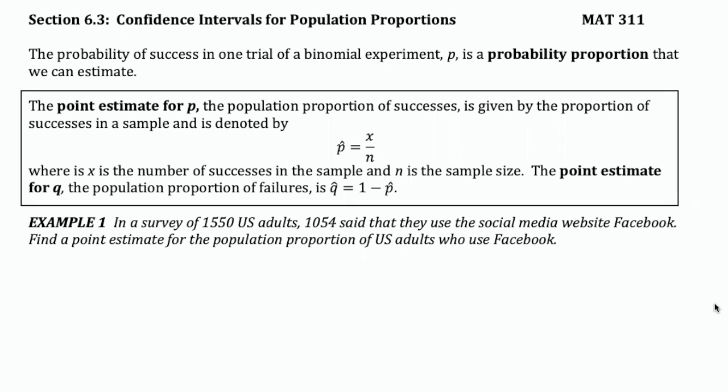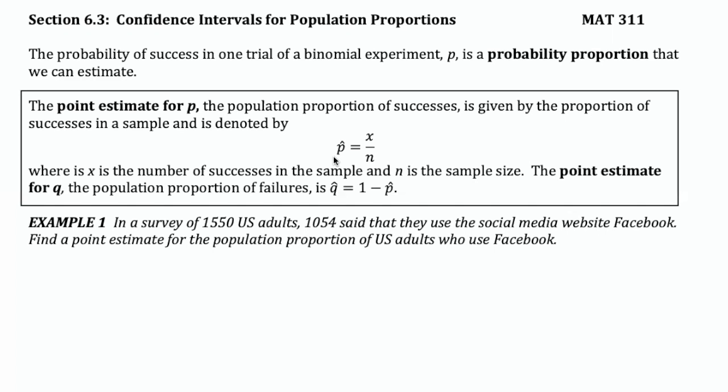However, if you're conducting a survey, for instance, and your answers are yes and no, the probability of somebody saying yes is not a number we necessarily know in advance. So instead, we can estimate that probability of success with a probability proportion. And the way that we do that is by using a point estimate for P, the population proportion of successes. It's quite simple. It's given by the proportion of successes in a sample. You'll see this little P hat notation, P with what looks like a party hat on it.